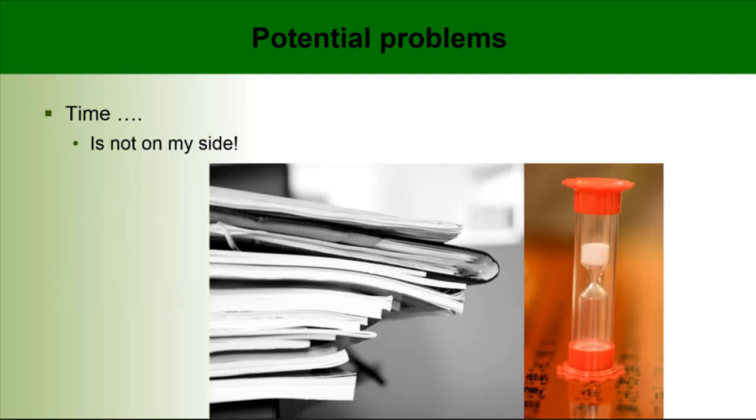First one, time, biggest issue. It takes a lot more time to deal with an article that is badly written, badly structured, badly argued, but you want to publish it because it's got good stuff in. So time is a really big issue.